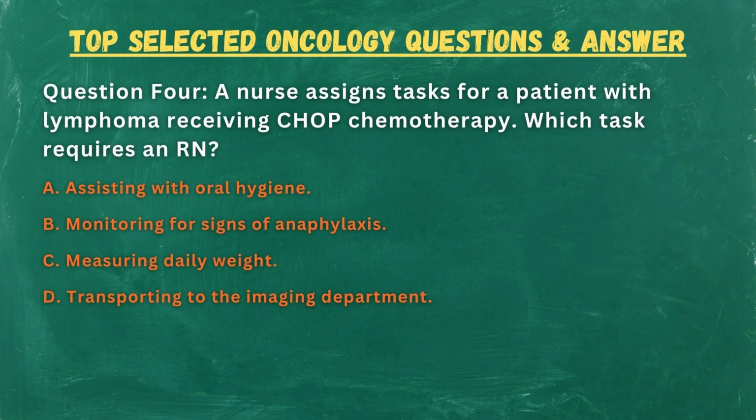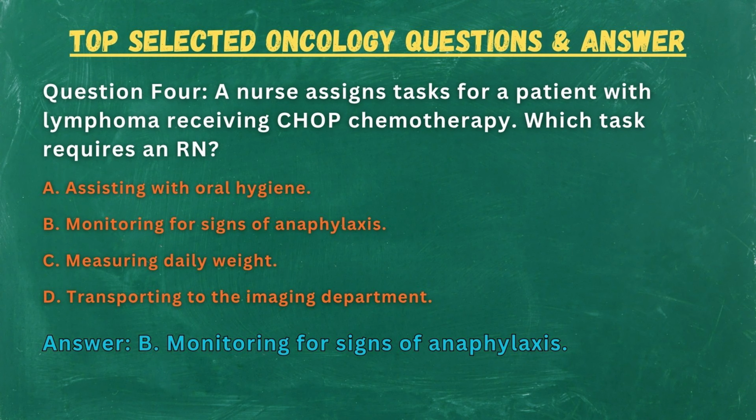Question 4. A nurse assigns tasks for a patient with lymphoma receiving CHOP chemotherapy. Which task requires an RN? A. Assisting with oral hygiene. B. Monitoring for signs of anaphylaxis. C. Measuring daily weight. D. Transporting to the imaging department. Answer. B. Monitoring for signs of anaphylaxis.